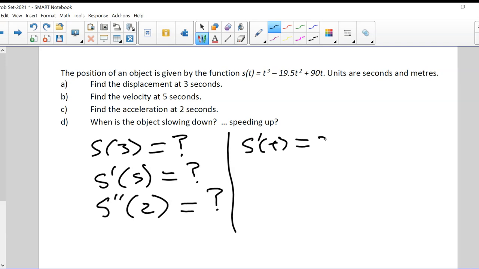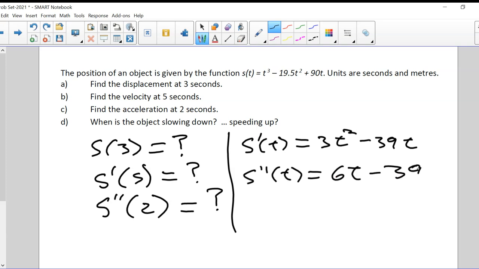Which is equal to 3t squared minus 19.5, that's 39t, right? And my S double prime of t is equal to 6t minus 39. Okay, so those are our two functions. One represents velocity, so this is the velocity function, and the other represents acceleration.